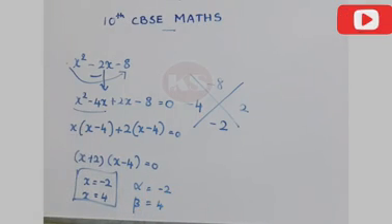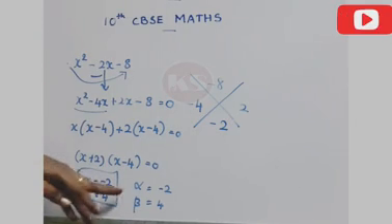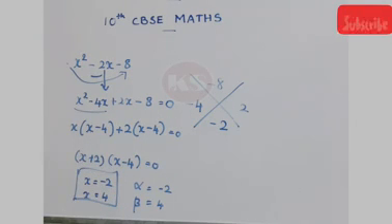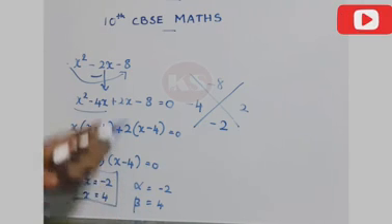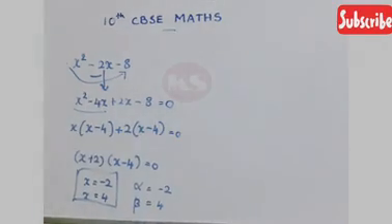So this is the way to find the zeros of the polynomial. First we have to do the factorization. After that we have to find the two zeros, one is alpha, one is beta. So we have the zeros. Now we have to verify the relationship between the zeros and its coefficients. So I'm just going to write this.